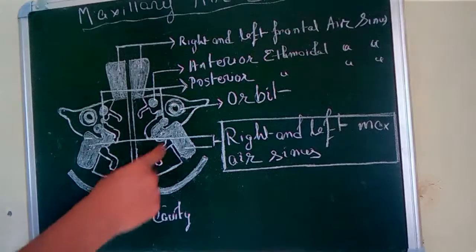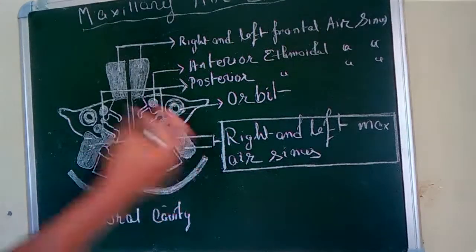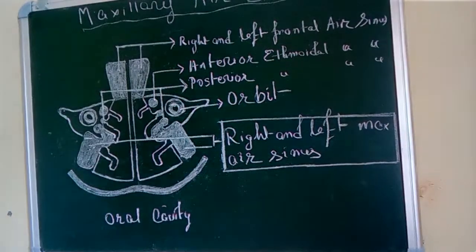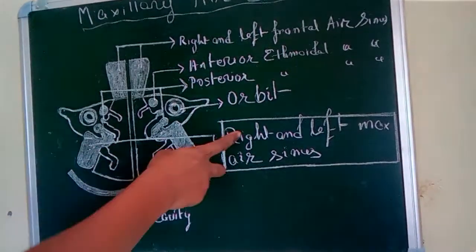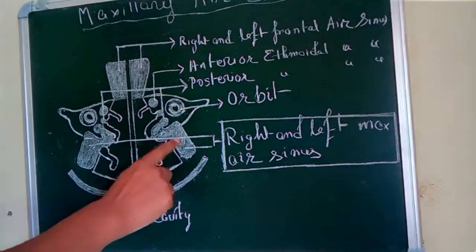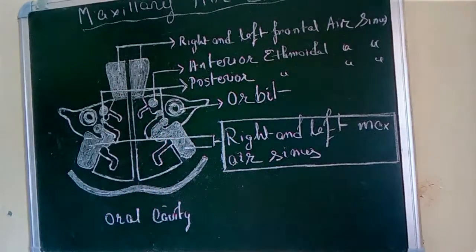Okay, and this is the oral cavity. Here are the maxillary air sinuses. In this video I'll discuss the maxillary air sinuses and their arterial supply, nerve supply, venous drainage, etc. So this is the right maxillary air sinus. This is the left maxillary air sinus.